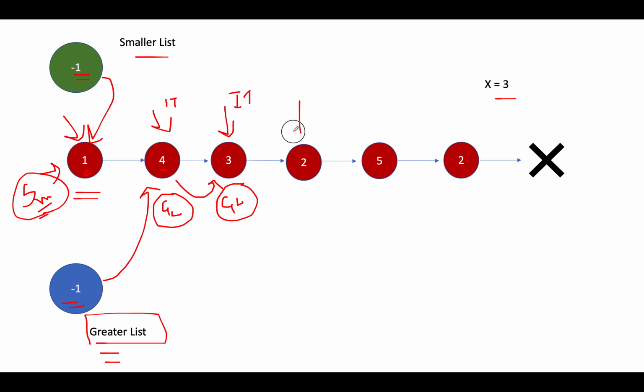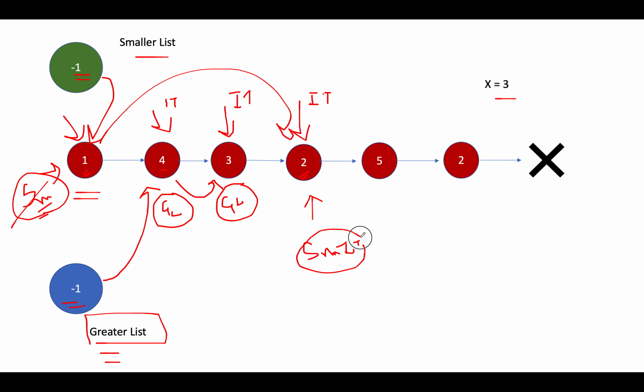Let's move on to the next iteration, and we get 2. So it is pointing to 2. Let's do the comparison. This time this value is lower than x, and we will assign the small list pointer to this node, and it gets updated to this node. So the small list iterator points to 2 now.